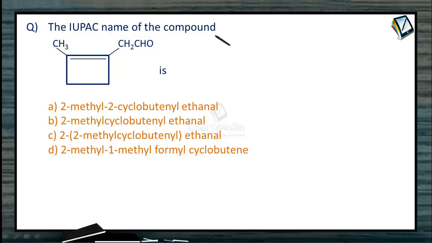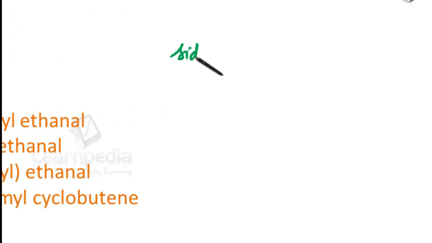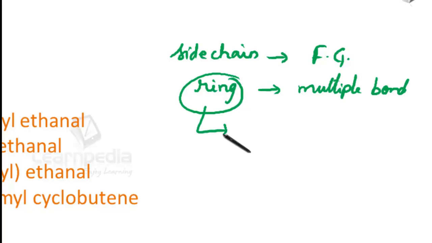The IUPAC name of the given compound is? To answer this, you need to recollect one of the rules for naming the cyclic compounds, which is like this. If the side chain contains a functional group and the ring contains a multiple bond, then the ring is considered as the substituent and the compound is named as the derivative of the side chain.